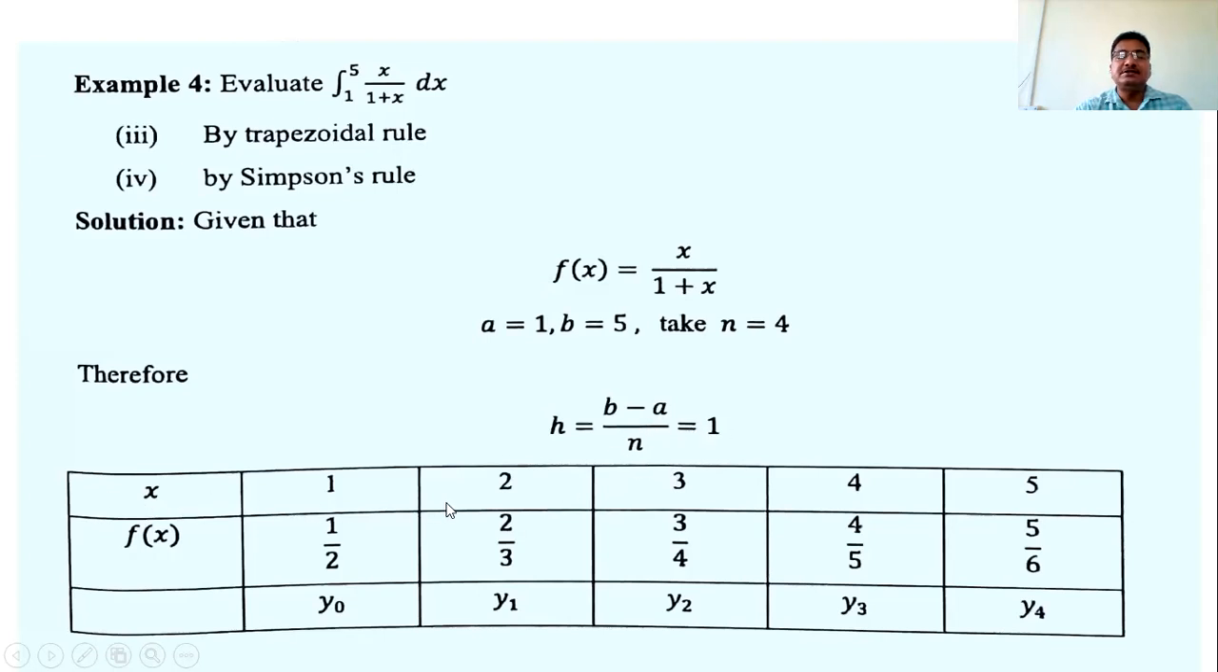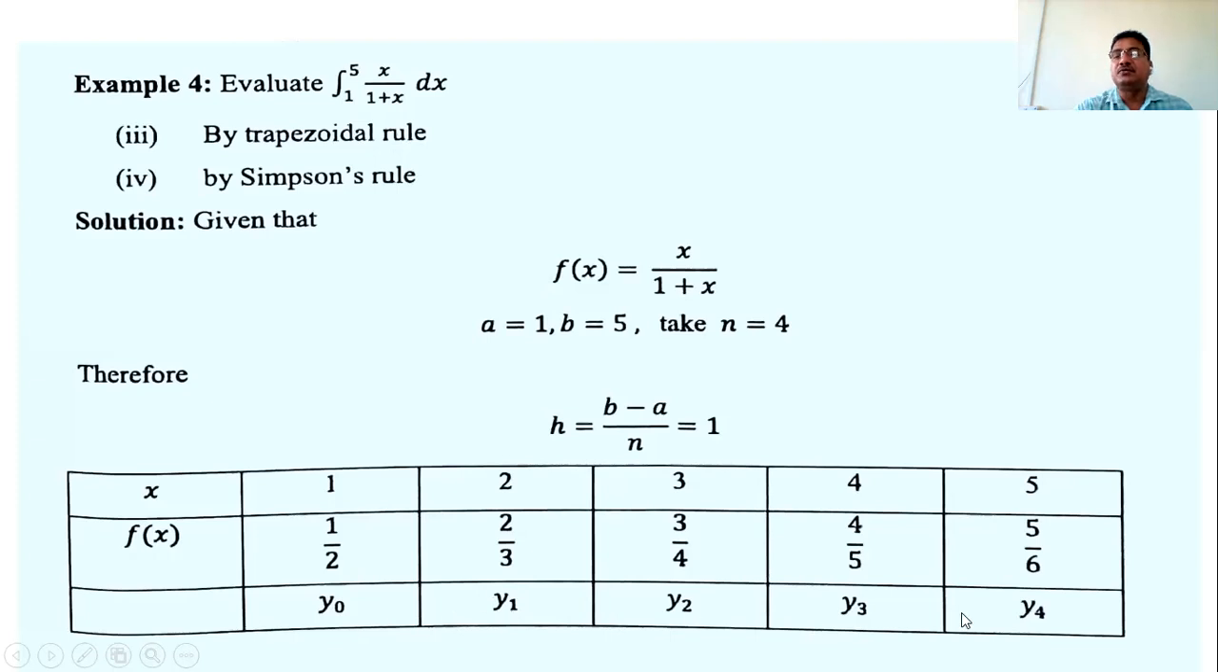And then prepare this table, the values of x, the values of y. So starting from 1, because the lower limit is 1, and then adding h each time, we get these values of x: 2, 3, 4 and 5. And the corresponding values of f(x) is x by (1 plus x). So substitute x is equal to 1, then we get the answer 1/2. Then substitute x is equal to 2, we get 2 by 3. Then substitute x is equal to 3, we get 3 by 4. In this way, we find the corresponding values for 4 and 5.